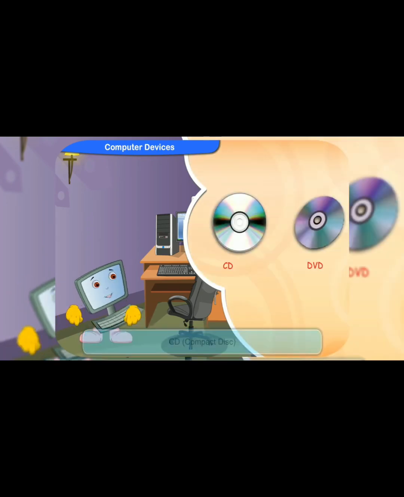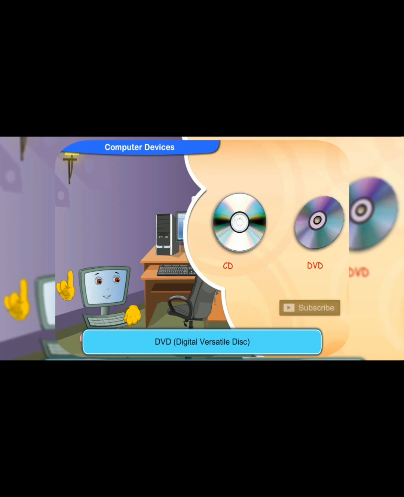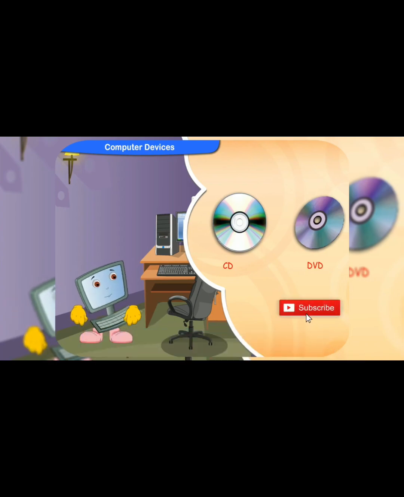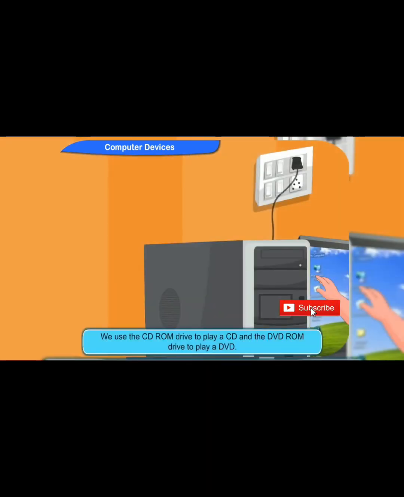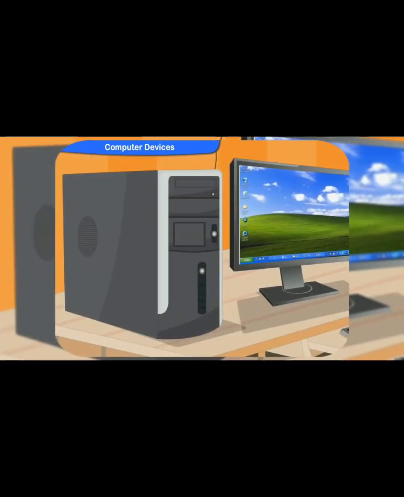CD stands for compact disc and DVD stands for digital versatile disc. We use these discs to store information permanently. A DVD can store much more information than a CD. We use the CD-ROM drive to play a CD and the DVD-ROM drive to play a DVD.